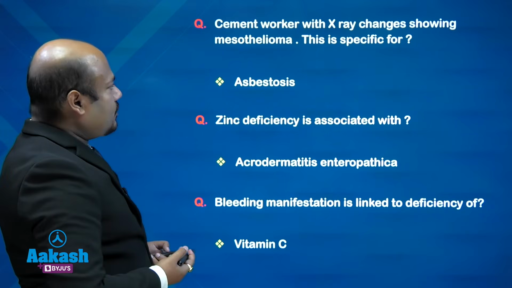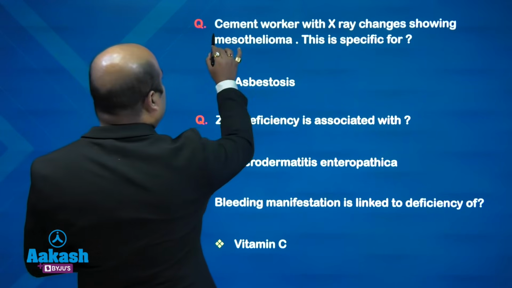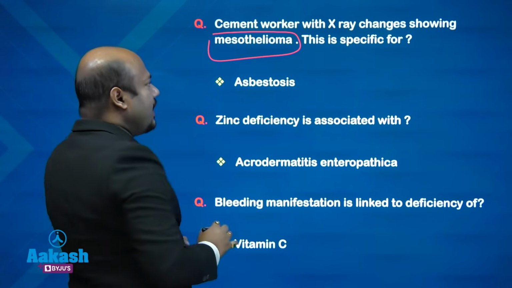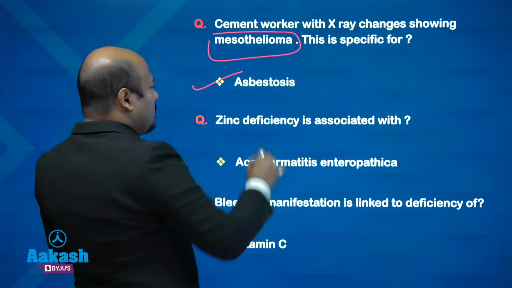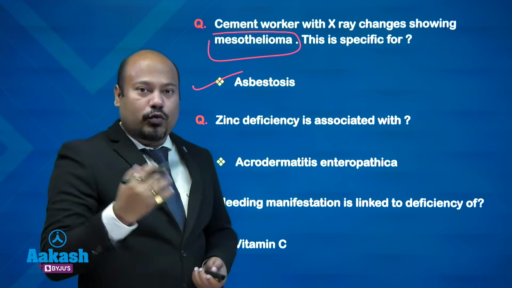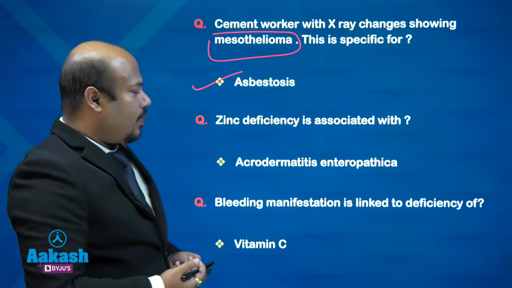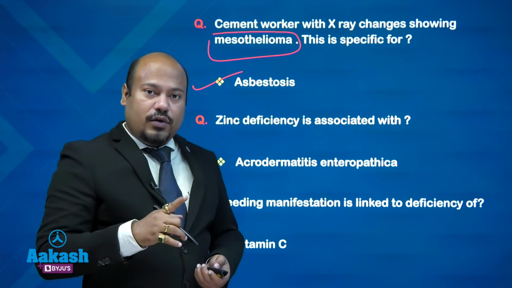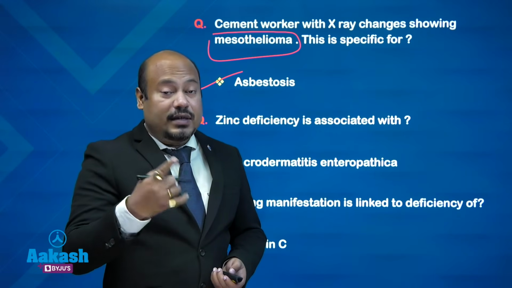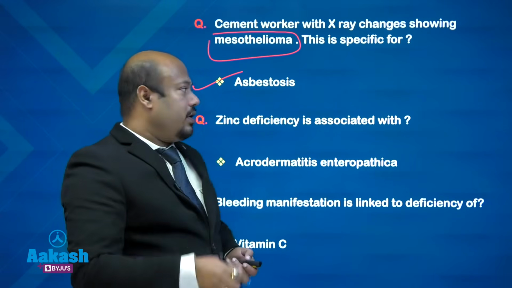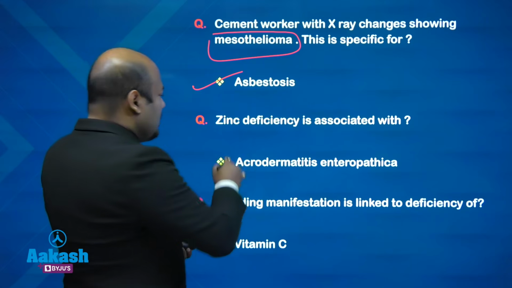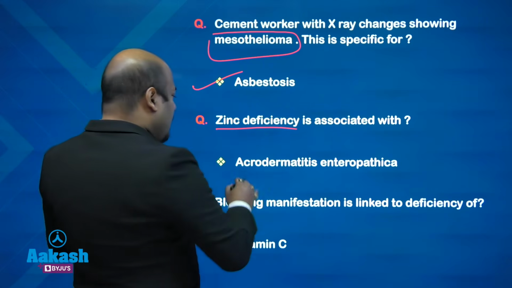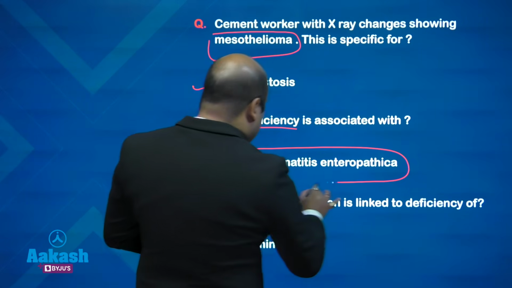Cement worker with X-ray changes showing mesothelioma. Absolutely. Mesothelioma is a type of lung cancer. This is specific for asbestosis, as we have discussed in our occupational health diseases, that asbestosis is an occupational lung disease with chances of cancer. And what is the type of cancer? Mesothelioma. Okay, asbestosis.